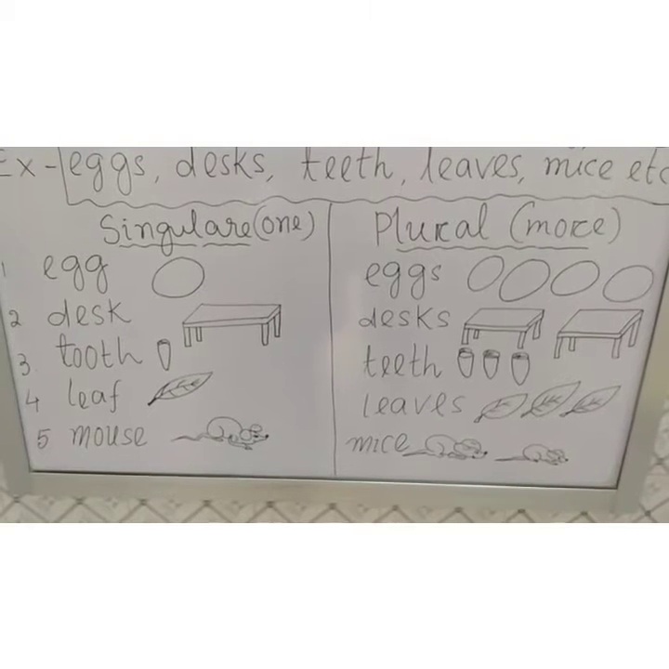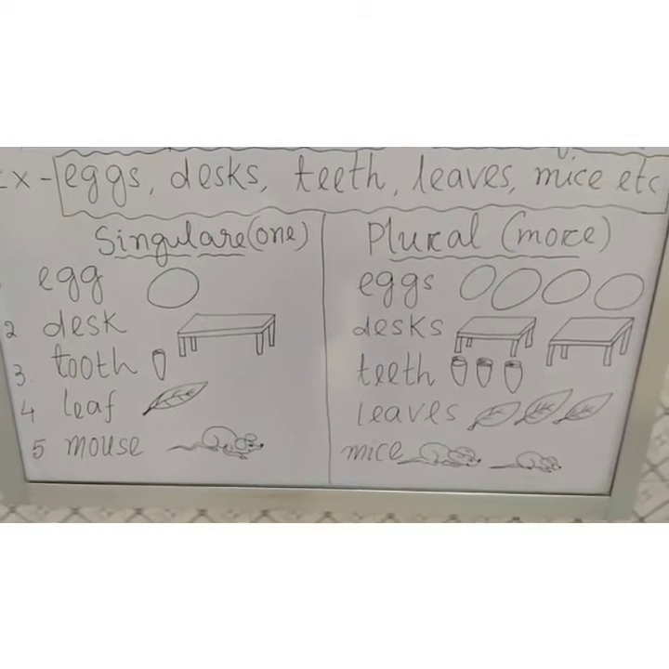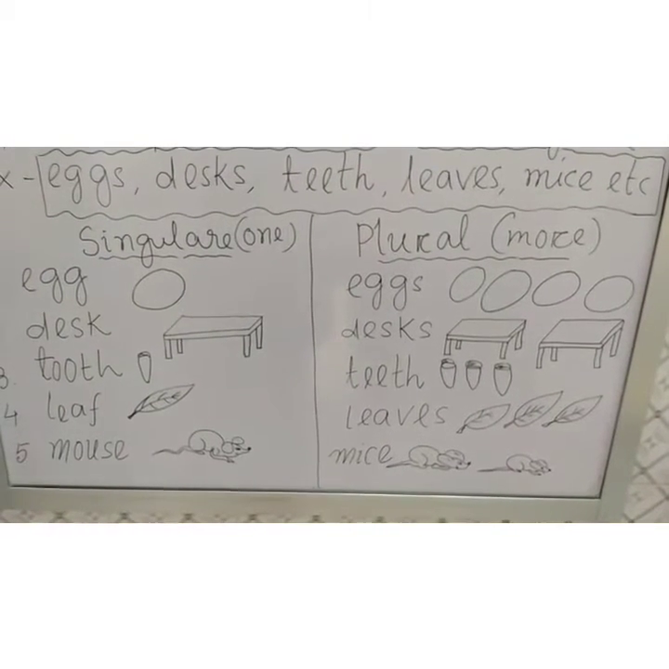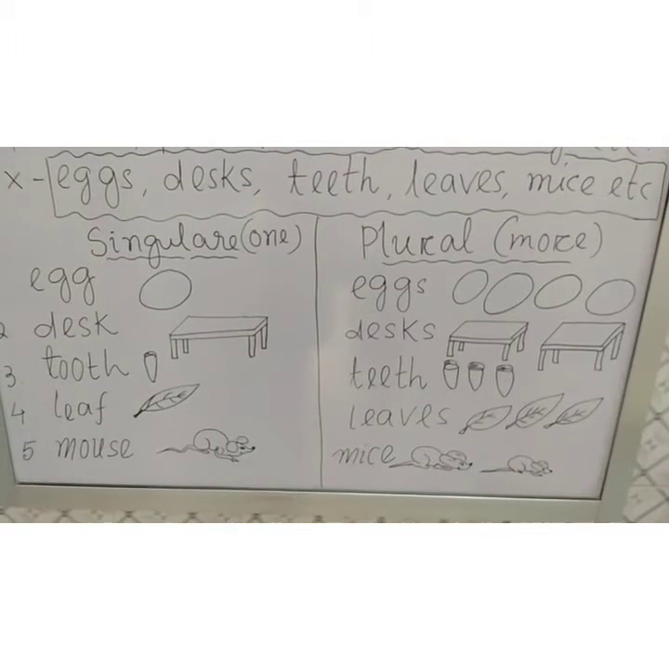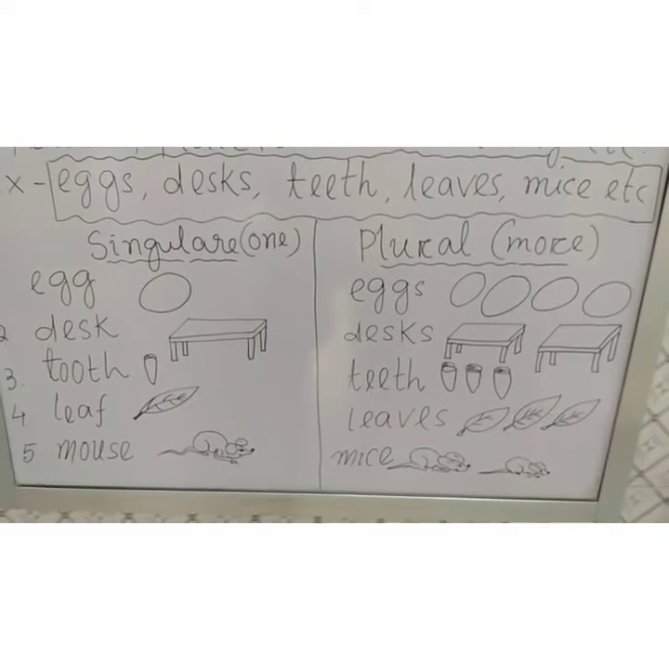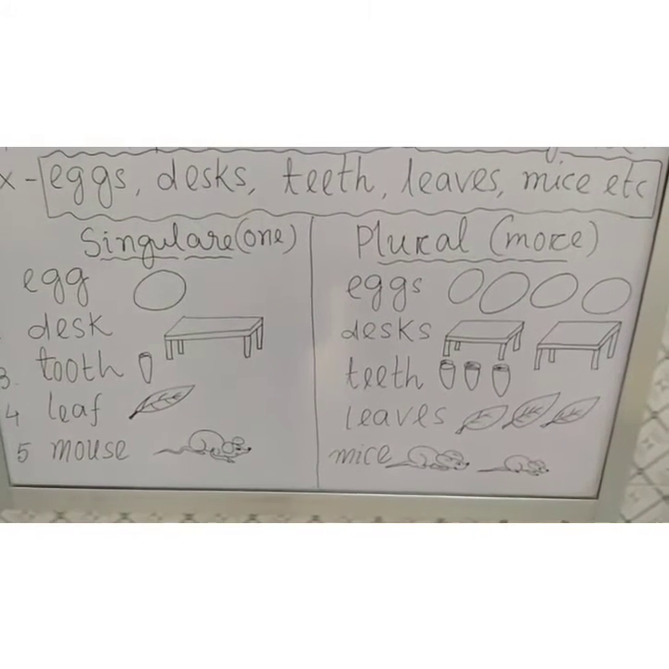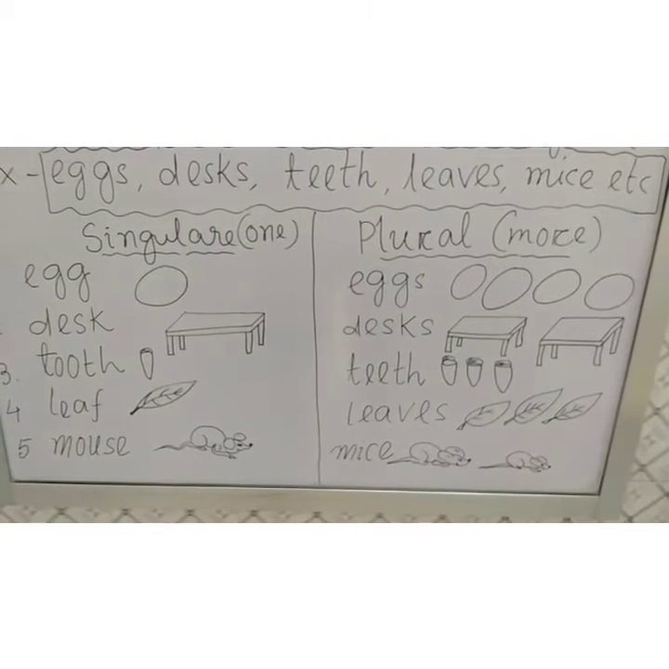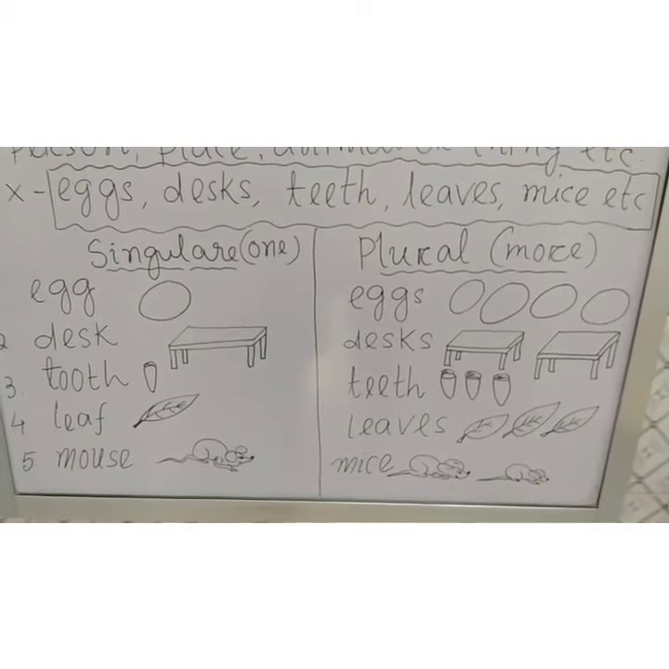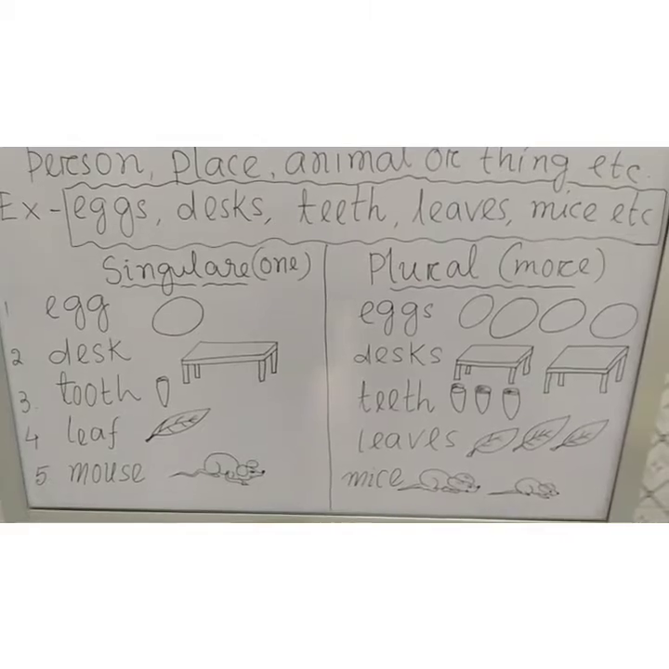Number 3, if it is one tooth, it is tooth. If it is more than one tooth, it is teeth. Number 4, leaf. If it is more than one leaf, it is leaves. Number 5, mouse. If it is one mouse, mouse. If it is more than one mouse, it is mice.